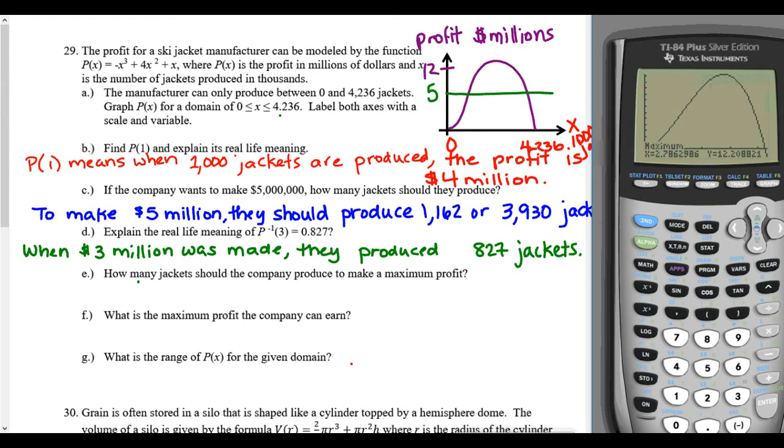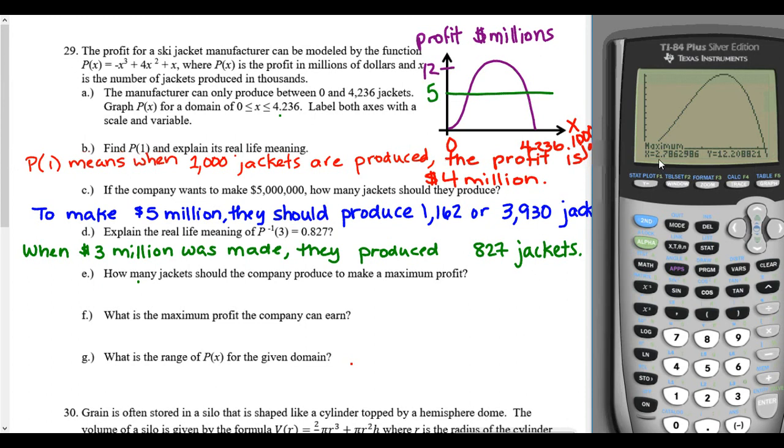So my maximum is 2.786, and my y is 12.208. So question E asks how many jackets should they produce, and then question F asks what is the maximum profit. So the number of jackets is the X value in thousands, and the profit is the Y value in millions.